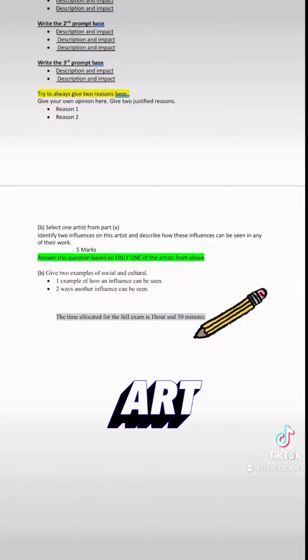So for the 5 marks, you need to describe 3 ways in which the 2 influences can be seen in the artist's work. One way one influence can be seen, and then 2 ways another influence can be seen.